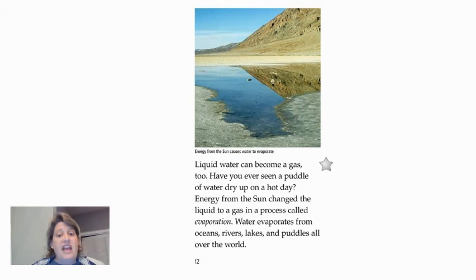Have you ever seen a puddle of water dry up on a hot day? Energy from the sun changed the liquid to a gas in a process called evaporation. Water evaporates from oceans, rivers, lakes, and puddles all over the world.